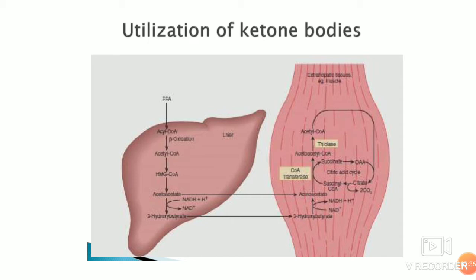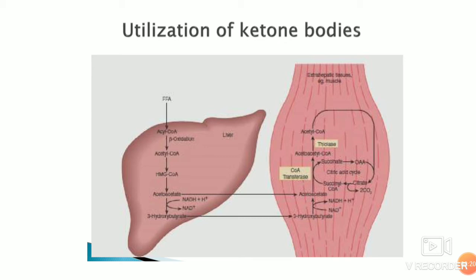Once the ketone bodies, that is acetoacetate or beta hydroxybutyrate, reach the extrahepatic tissue, beta hydroxybutyrate is converted to acetoacetate via the enzyme beta hydroxybutyrate dehydrogenase, and acetoacetate is converted back to acetyl CoA via the enzyme beta ketoacyl CoA transferase. Acetyl CoA goes through the citric acid cycle, and after that is oxidative phosphorylation. The total of that TCA cycle and oxidative phosphorylation produces 22 molecules of ATP.